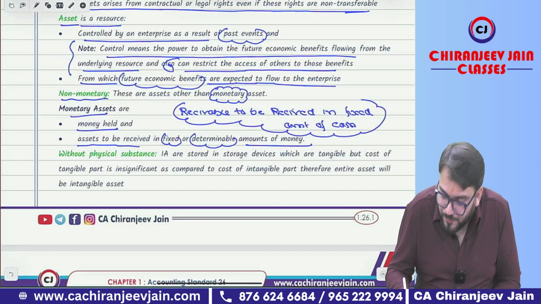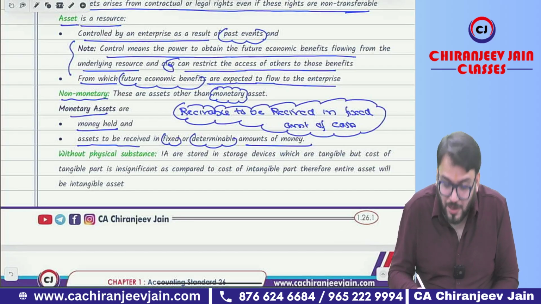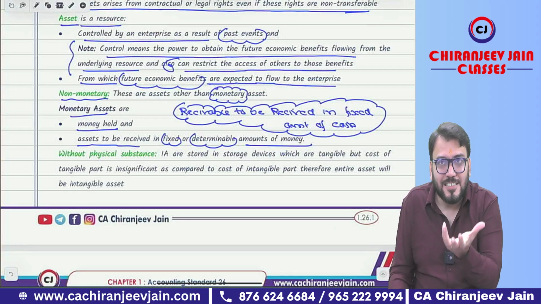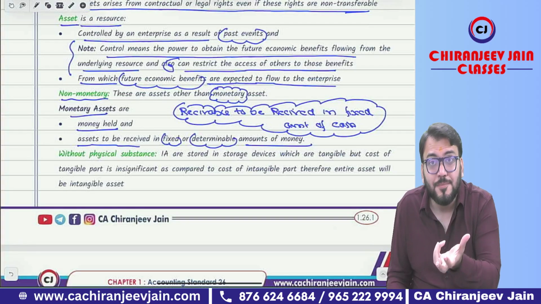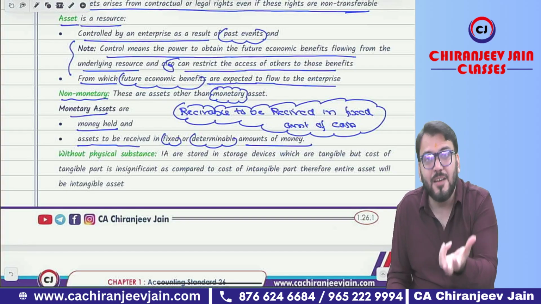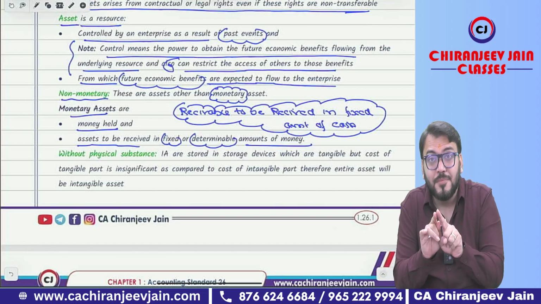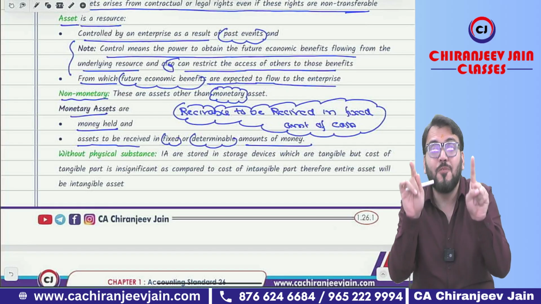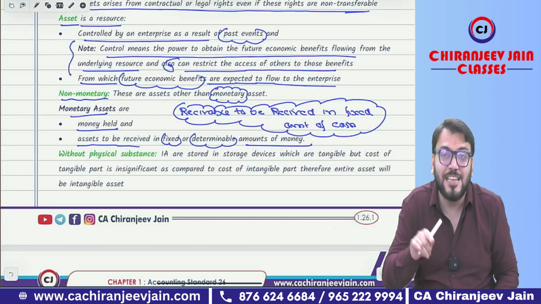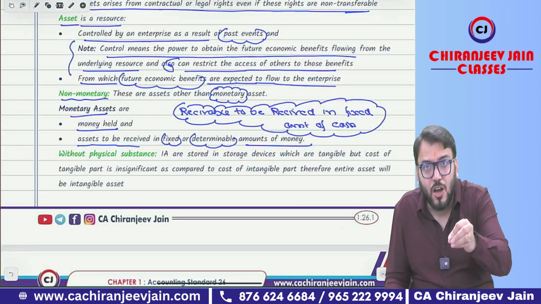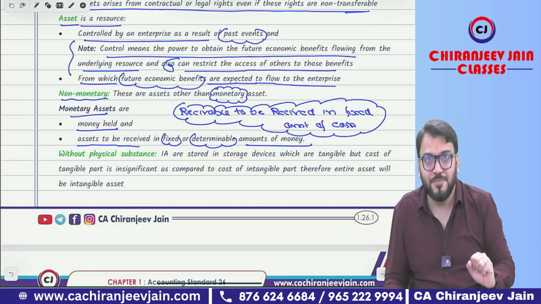In simple terms, a receivable to be received in a fixed amount of cash is a monetary asset. The best example is a debtor. A debtor is a receivable which will be received in a fixed amount of cash, and therefore a debtor is an example of a monetary asset. Now a debtor is an intangible item, but it is a monetary asset, and therefore it is not an intangible asset because intangible assets are non-monetary assets. Because intangible assets are not to be received in a fixed amount of cash.